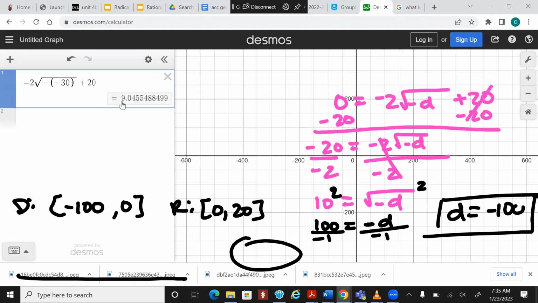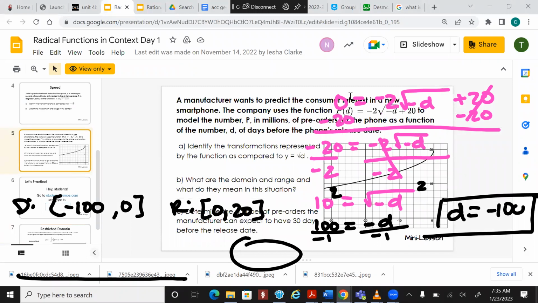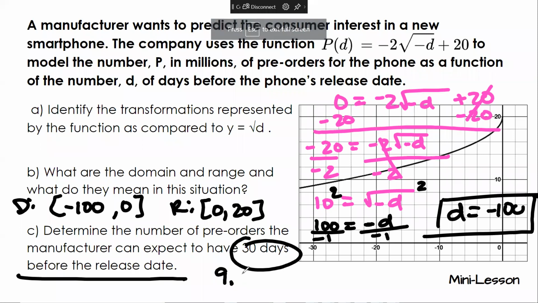Okay, so we've got 9.0. We're going to round that to 5, so we get 9.05. Come back in here. We get 9.05. Now remember, this is measured in millions. So that means that's 9.05 million. That's how many pre-orders they have sold 30 days before the release date. That makes sense?